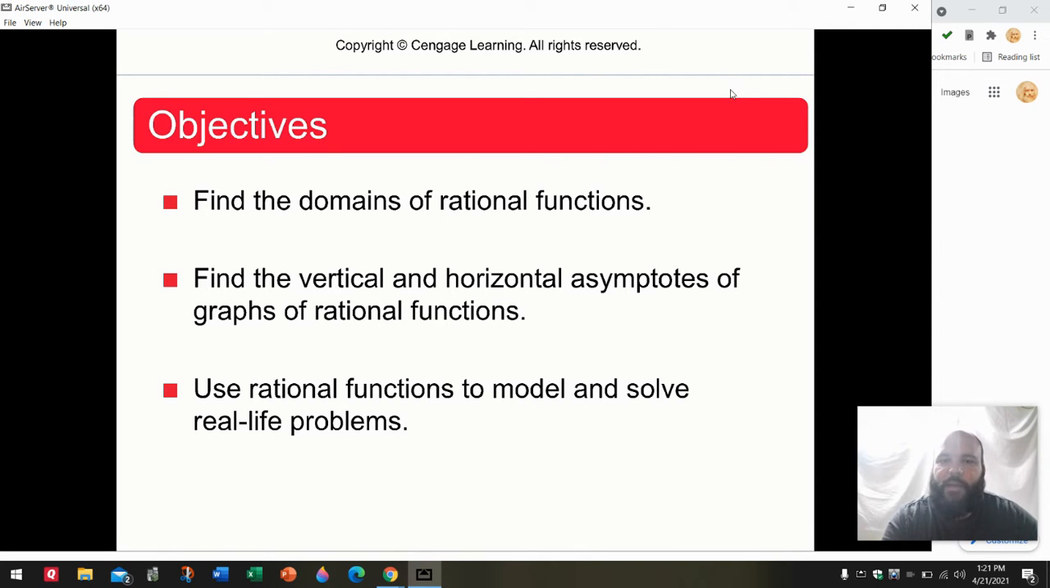We're going to find the domains of rational functions. We're also going to find the vertical and horizontal asymptotes of graphs of rational functions, and then use those rational functions to model and solve real life problems.